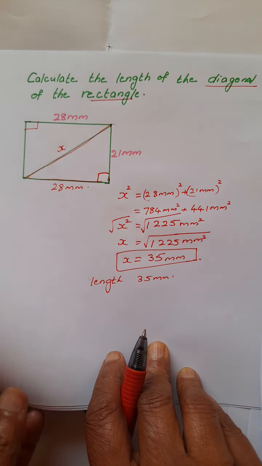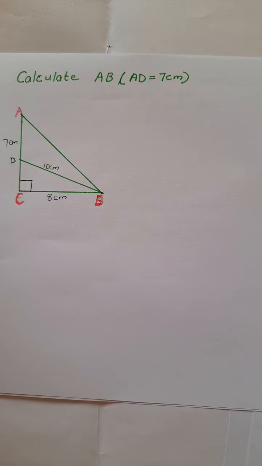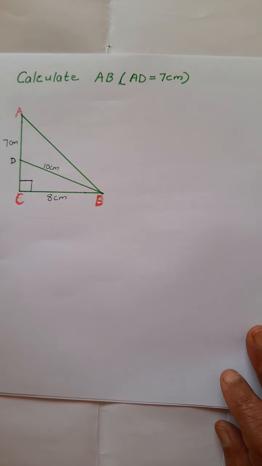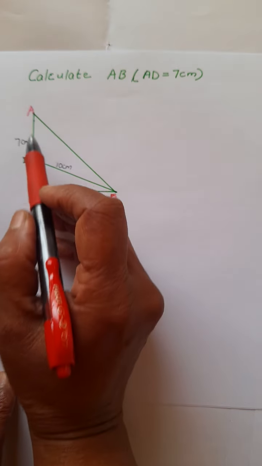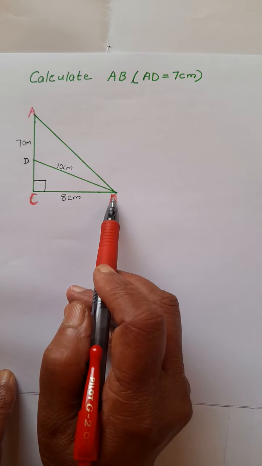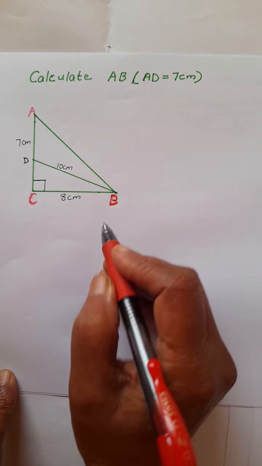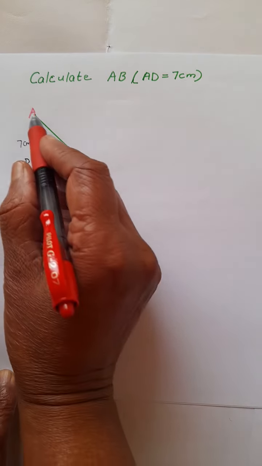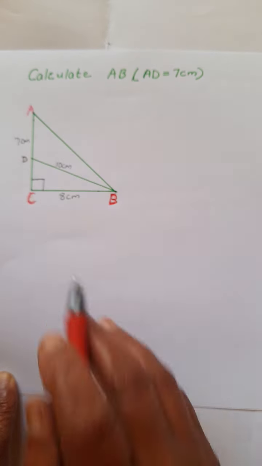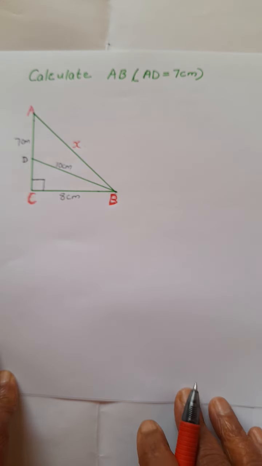Then the next one, you have to calculate the length of AB. What is given here is the length of AD is 7 centimeter. We know CB or BC is 8 centimeter, and this length here is 10 centimeter. And now you have to find AB. So let's say that this length is x.